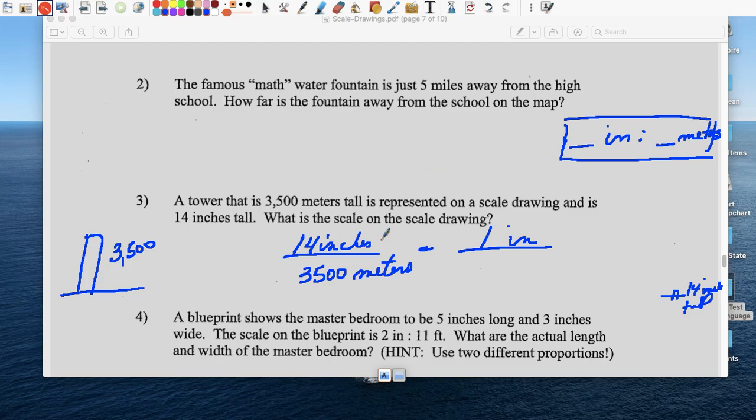So I'm going to divide this by 14. 14 divided by 14 is 1. And if I divide the top by 14, I must divide the bottom by 14. And hopefully that's going to give us somewhat of a nice number. So 3,500 divided by 14. It's going to give us 250. Oh, nice. So every inch of my drawing represents 250 meters in real life.